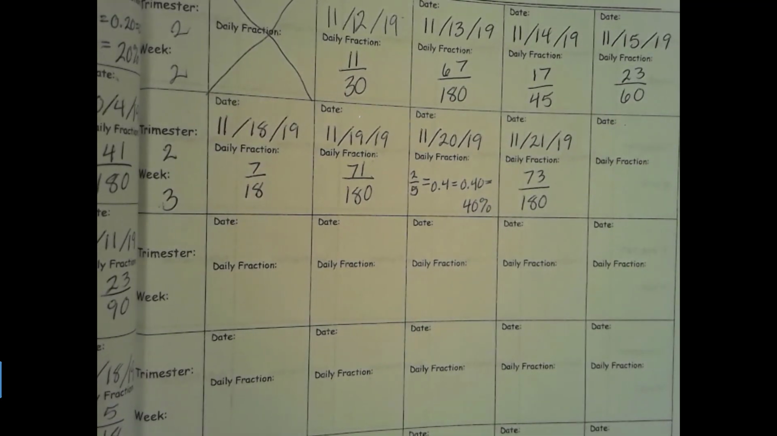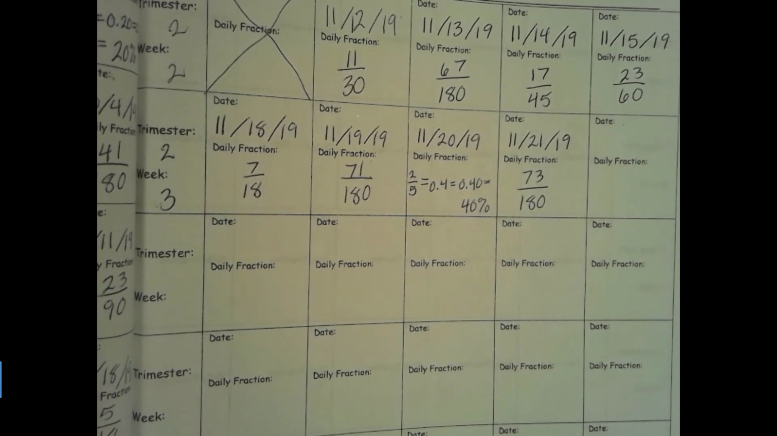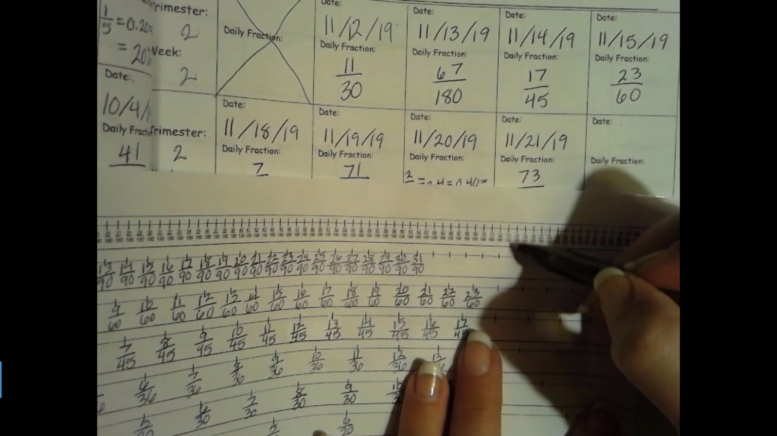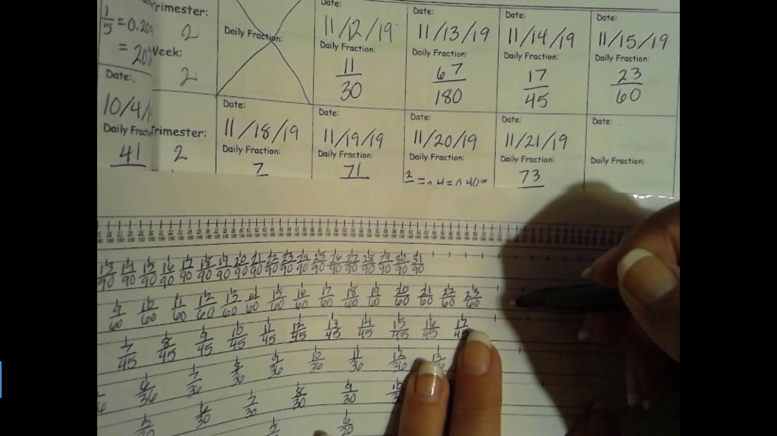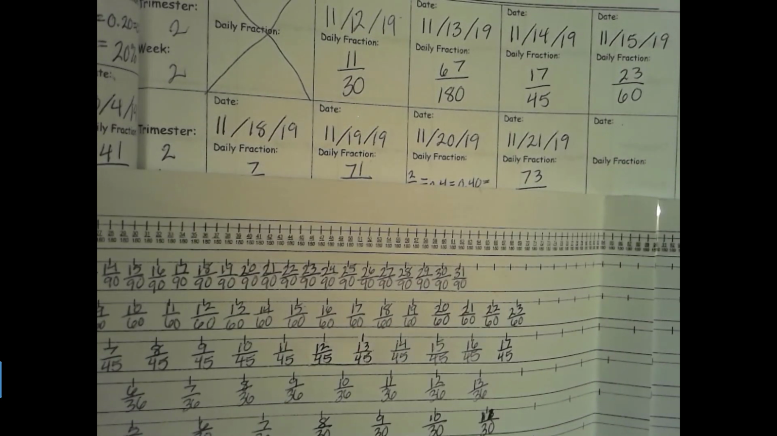So 73 is a prime number. It is not a factor of 180. So that means our greatest common factor is 1. And when we do groups of 1, you don't have to get your number line out. But I do like to show you, right here is today's fraction. There's no lines underneath it because it is our simplest form, or our equivalent fraction in lowest terms.